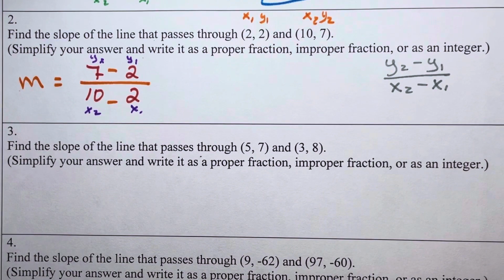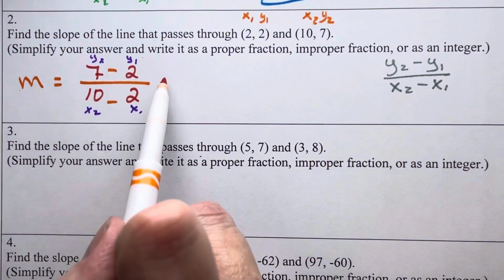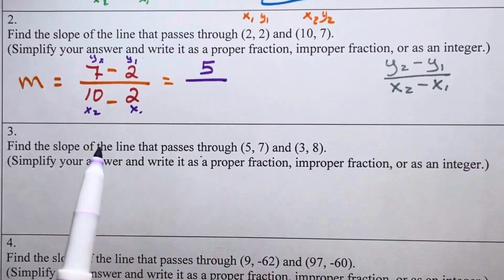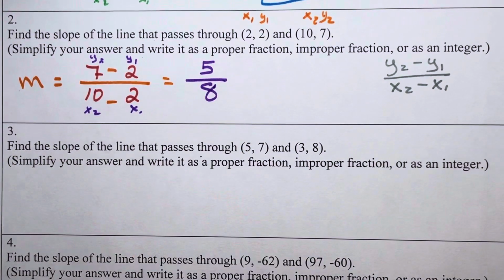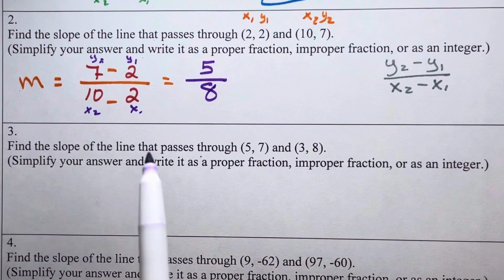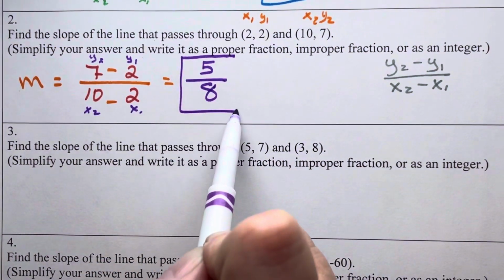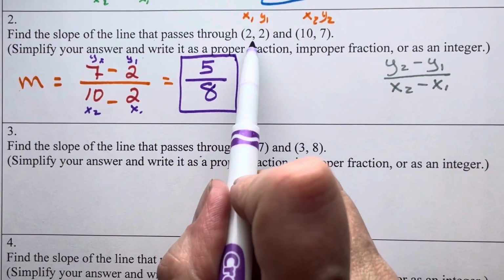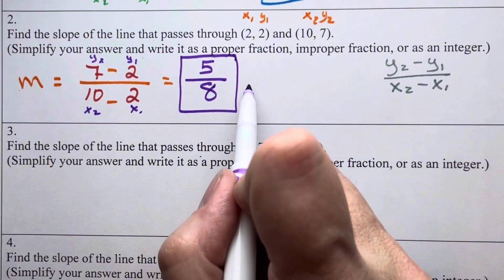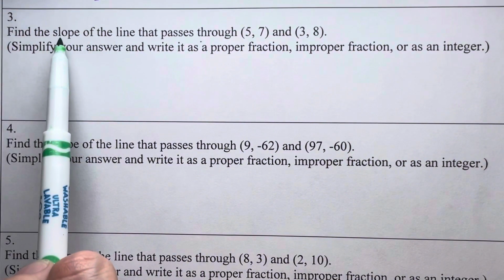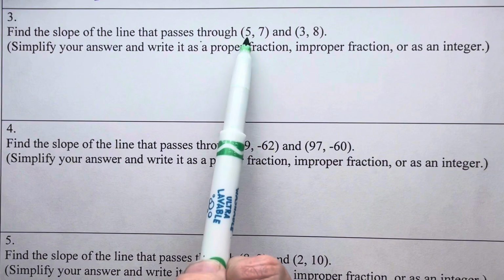Now that we have set up our fraction, define the slope, let's actually get an answer. 7 minus 2 is 5. 10 minus 2 is 8. If you check this in a calculator, you will find, nope, it does not reduce. And there you go. Our final answer of the slope of the line connecting these two given coordinate points is 5/8.